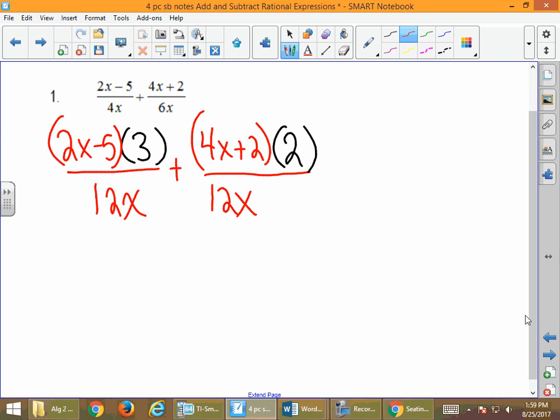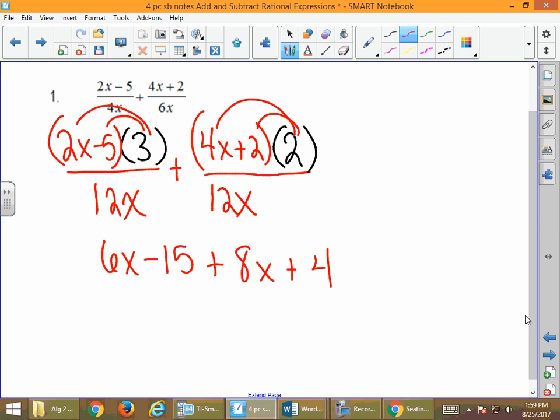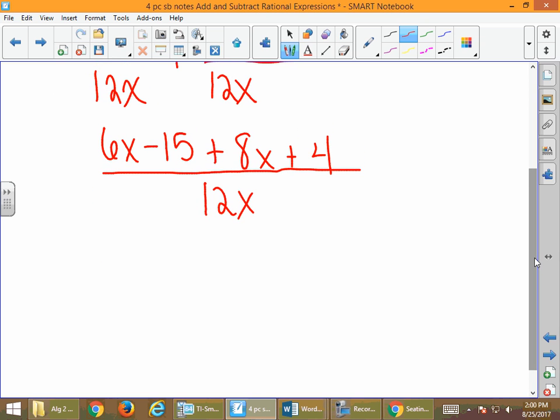So now, what we can do is distribute this 3 here, and we get 6x minus 15. 2 times 4x is 8x. 2 times 2 is 4. But when we add or subtract fractions, once we have a common denominator, we add the numerators, we add the top of the fraction, we leave the bottom alone. We leave the denominator alone. And finally, when we combine like terms, we've got 6x plus 8x is 14x. Negative 15 plus 4, negative 11, divided by 12x.